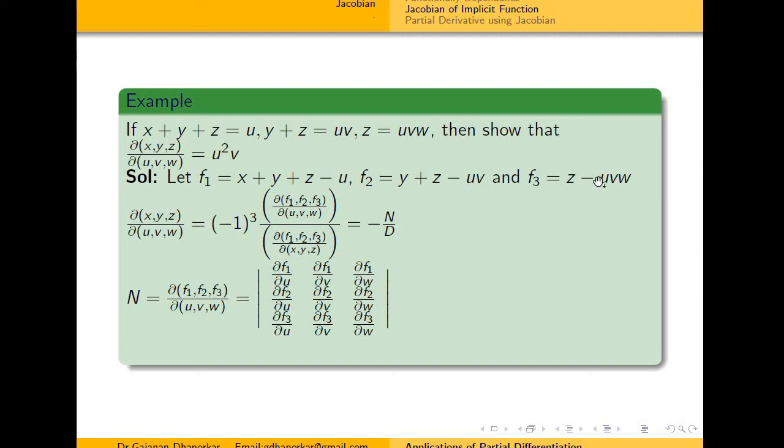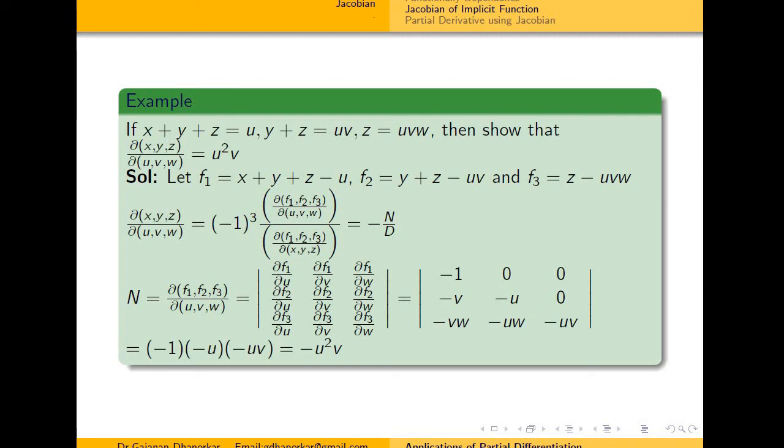Here, the derivative of f3 with respect to u, v, w. With respect to u is minus vw, with respect to v is minus uw, and with respect to w is minus u. Now we are getting a triangular matrix, and we know the property of a triangular matrix: the determinant is just the multiplication of the diagonal elements.